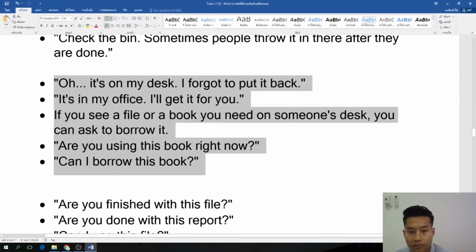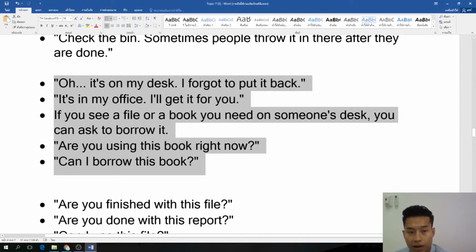Or if you see the file or a book you need on someone's desk, you can ask to borrow it. Are you using this book right now? Can I borrow this book? Okay, can I borrow this book here? Oh, it is on my desk. I forgot to put it up. It is in my office. I will get it for you.